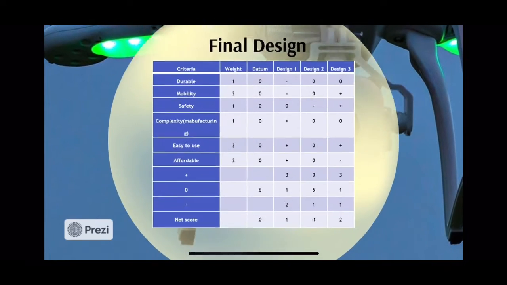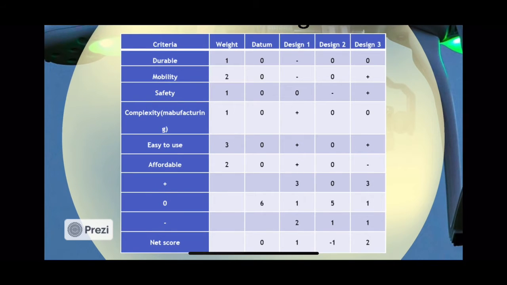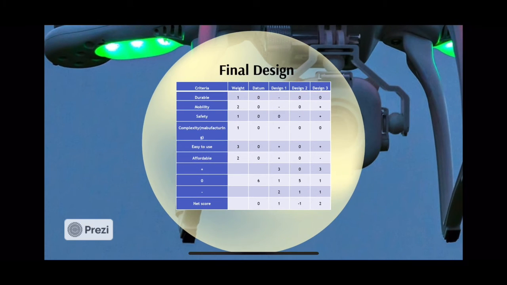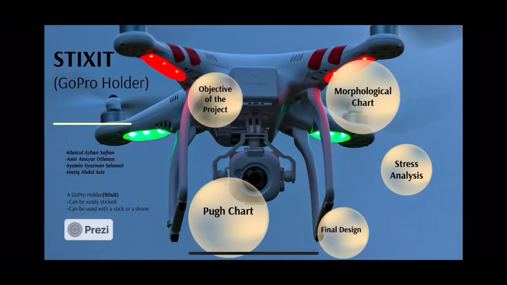For the final design, we use a datum to choose the best design. The design which gets the higher net score will be chosen as our design. The criteria for the design are based on durability, mobility, safety, complexity, ease of use, and affordability.